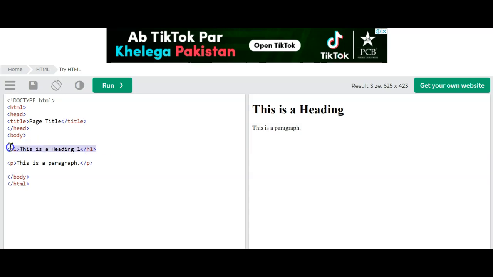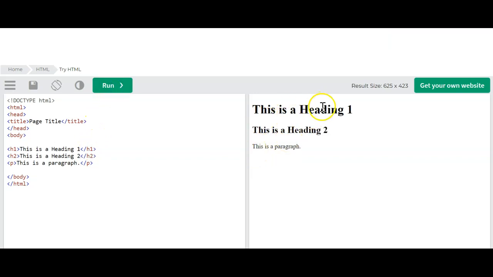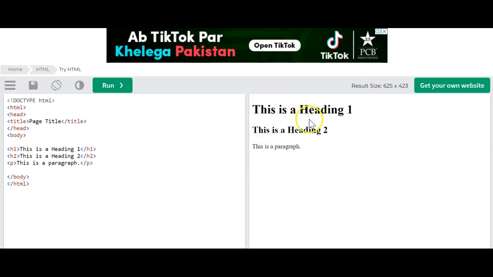I can also copy it and paste it, and I will say heading 2, and it shows it's heading 2. It's a level of heading. Let me run it. Now look at the difference between heading 1 and heading 2. Heading 1 is large, just like in MS Word you have heading 1 and heading 2. This is a paragraph. Let me create a heading 3 and say AIOU website, and close it with heading 3.